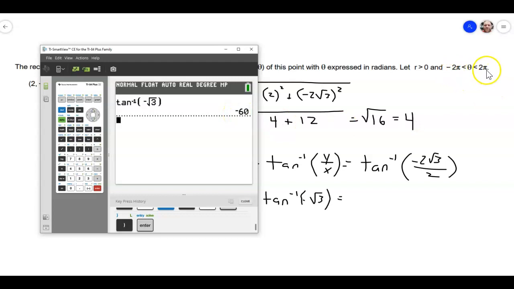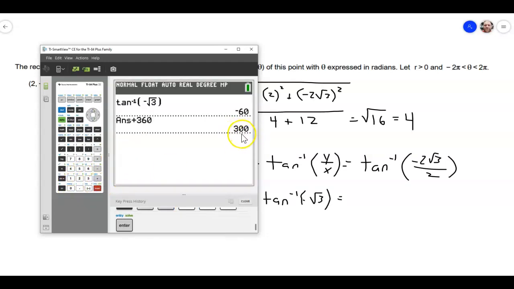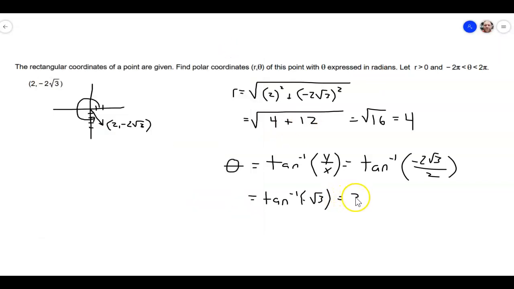Now, that is in our domain here, so that answer would be fine. I'm going to go ahead and put this in standard form, because standard form between 0 and 2 pi is also in our domain. So I'm going to add 360 to it. I don't have to for this one, but might as well. So that's 300 degrees. But they want radians, so the equivalent in radians for 300 degrees is 5 pi over 3.